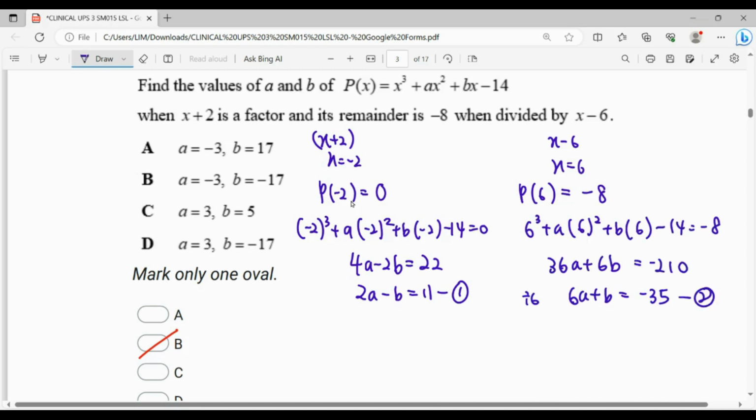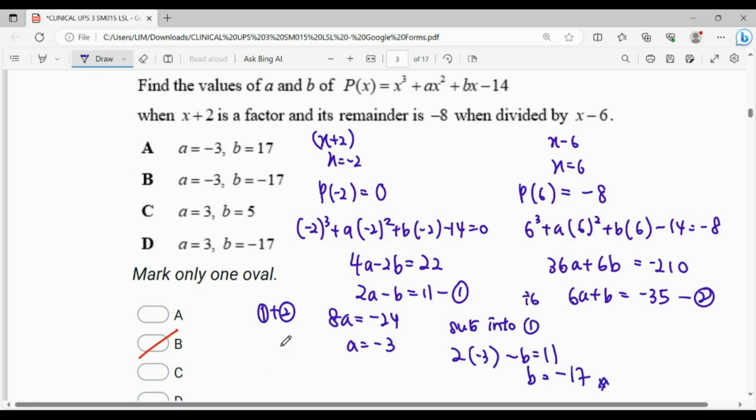Simplify. Solve this simultaneous equation and we can see we have a similar b here. So we eliminate b where equation 1 plus equation 2. Then we substitute into either one equation. So we will get a as negative 3 and b as negative 17.